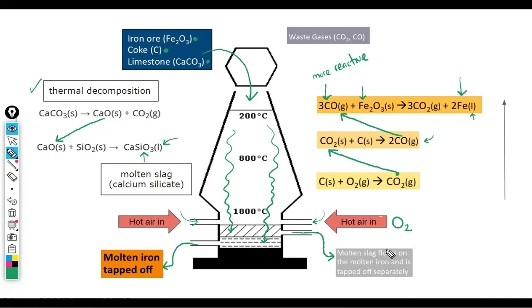So even though the sand turned out to be a nuisance, when you do this process, you get rid of the sand, plus you get something useful, calcium silicate. And once again, because the calcium silicate is not as dense as iron, it floats on top of the molten iron, making it very, very easy to tap off or to separate from the molten iron.